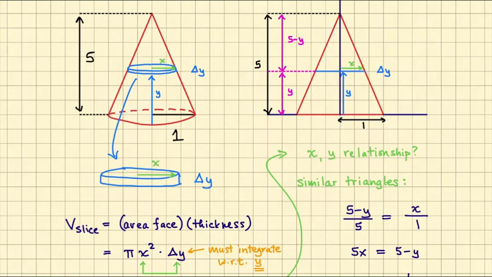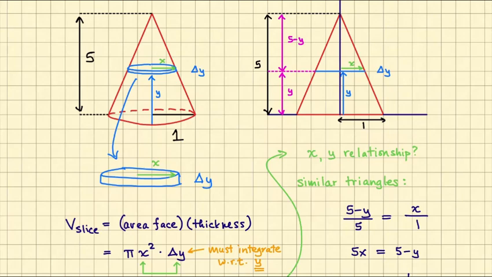So for example, the vertical length of the short triangle is to the vertical length of the big triangle, as the horizontal length of the small triangle is to the horizontal length of the big triangle. So that would give us the ratio 5 minus y is to 5 as x is to 1. And that's exactly what we need. We have a formula that relates x and y.